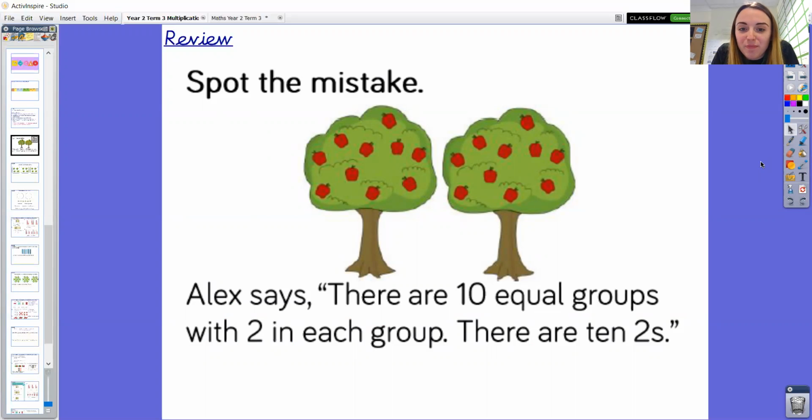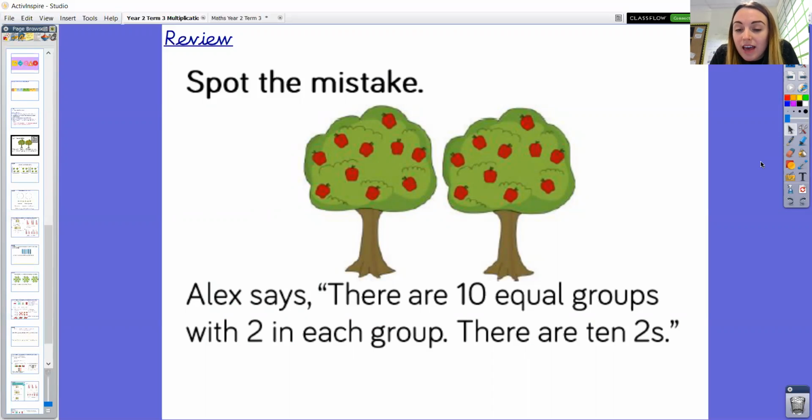Brilliant, well done, Year 2. So Alex thinks there's 10 equal groups. How many equal groups can you see? I can see that there are 2 equal groups because there are 2 trees. Alex thinks that there are 2 in each group. From looking at the picture, I can see that there are 10 apples in each group.